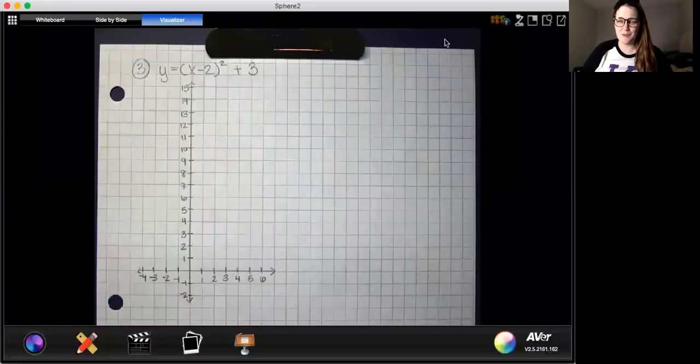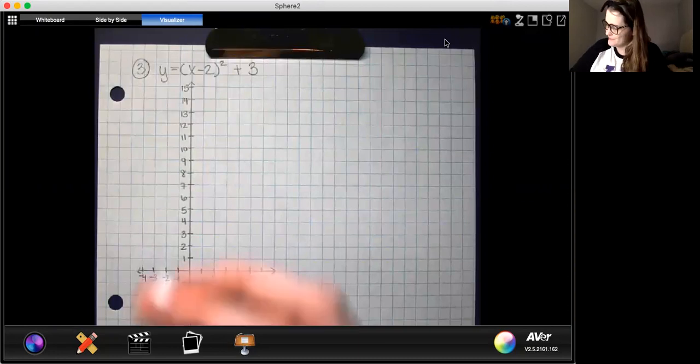Okay, let's try number 3. Number 3 is y equals the quantity of x minus 2 quantity squared plus 3. So we're going to start with our parent function.